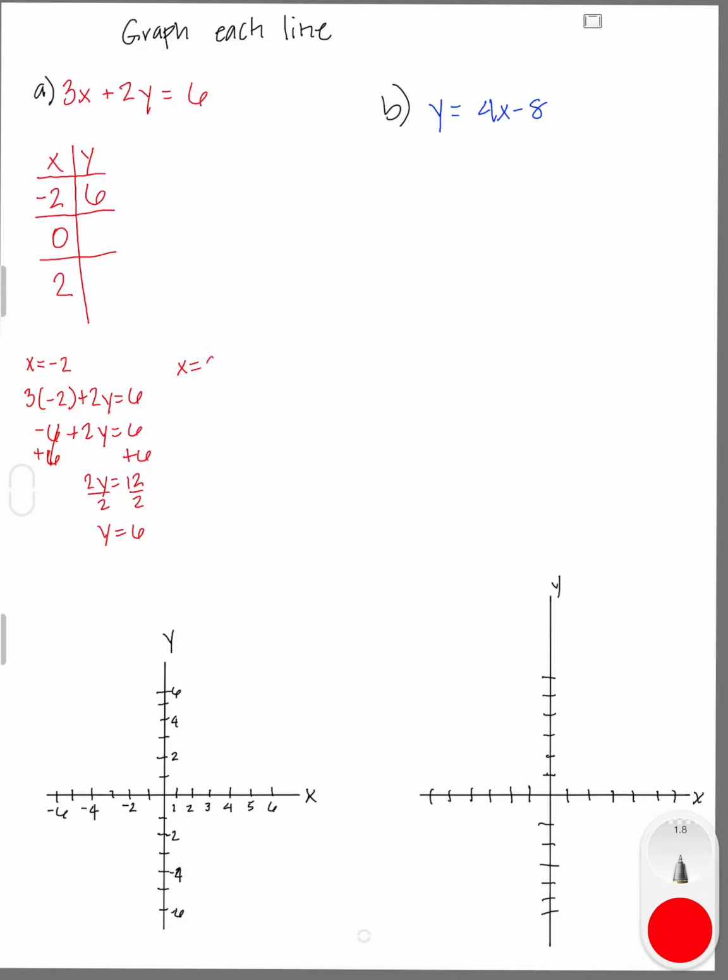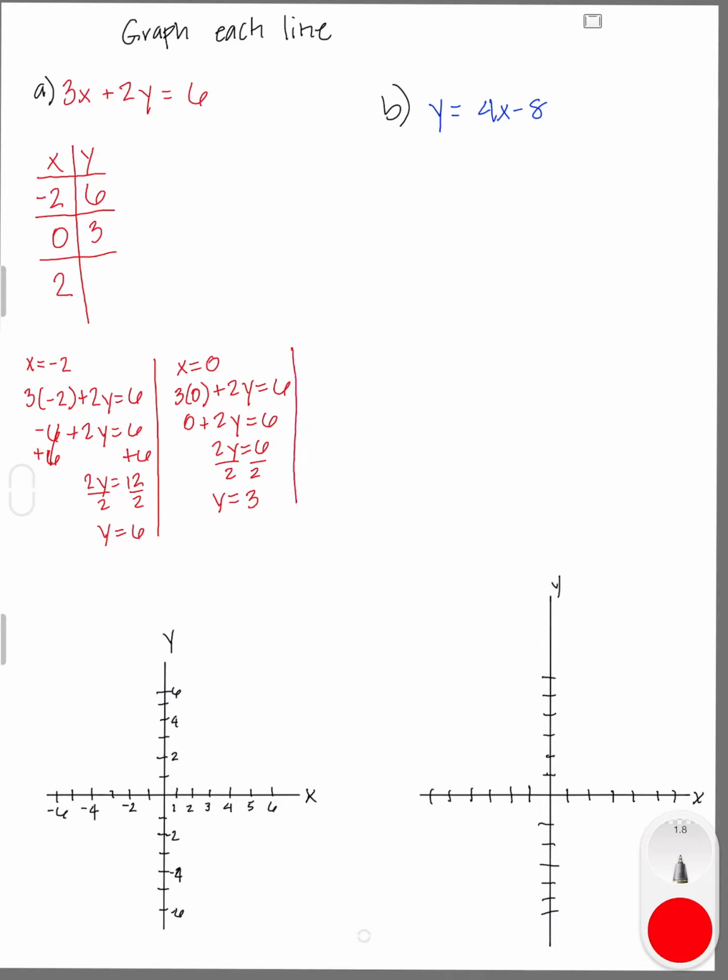Let's try x equals 0. So we have 3 times 0 plus 2y equals 6. Now 3 times 0 is 0, so we only get 0 plus 2y equals 6. This is 2y equals 6. We divide by 2, so y equals 3. So the y value that corresponds to 0 in x is 3.